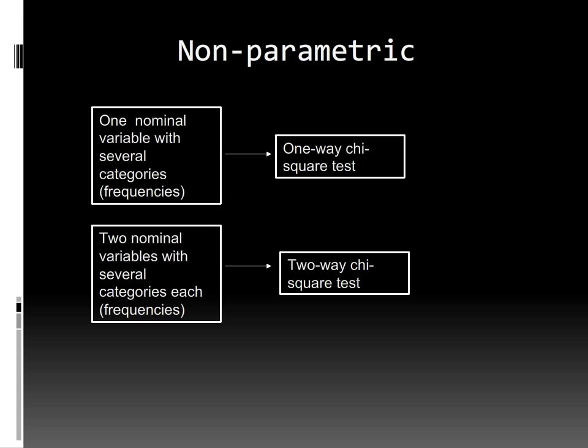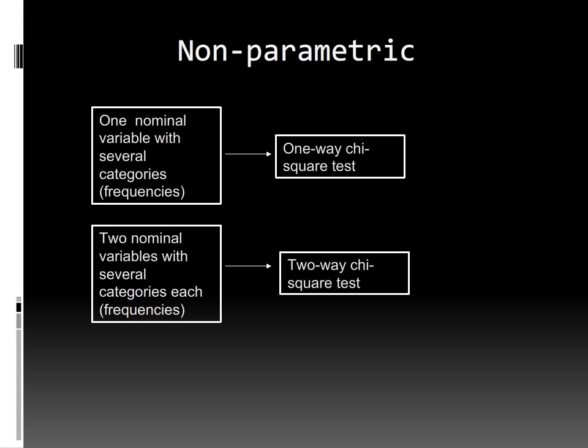To do this, we need to add a second nominal variable. So the nominal variable we already have is whether or not students are type A or type B. The second nominal variable we can add is gender. Are students male or female?